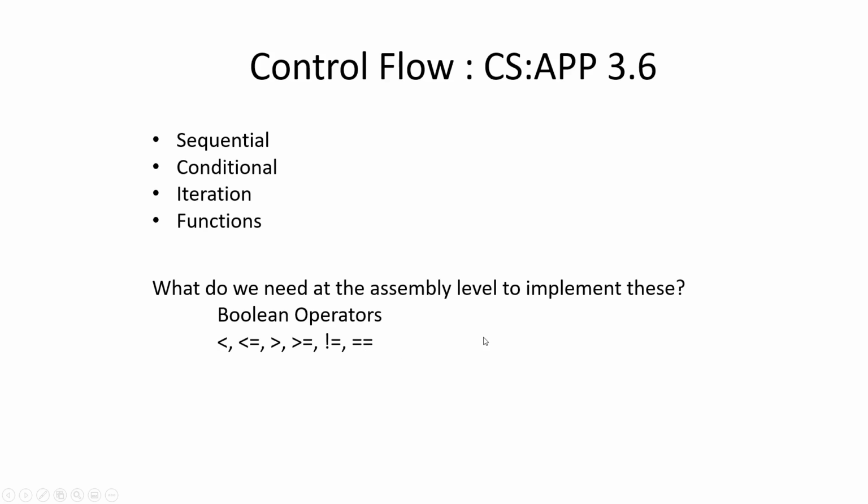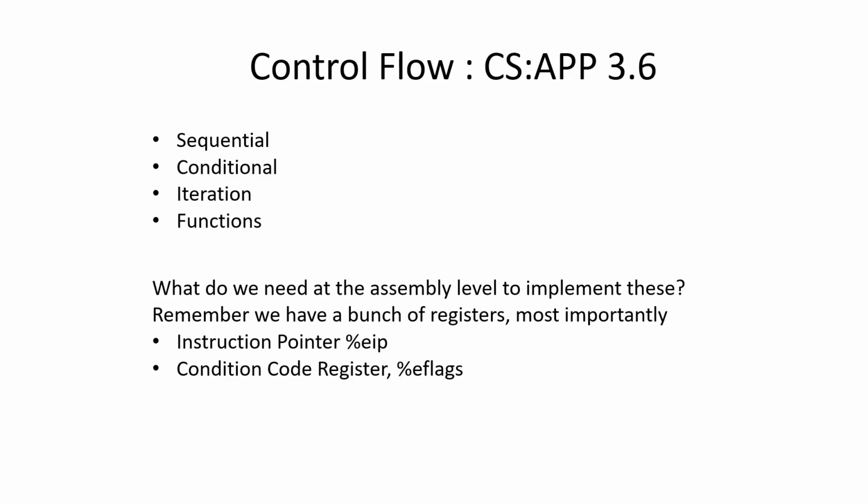But at the assembly level, this is implemented a little differently. We don't just have a less than operator we'll pull out and use. Instead, what we do have is a bunch of registers. Most importantly is this instruction pointer register. So what we're going to need to do to jump over some code is to change this instruction pointer register.